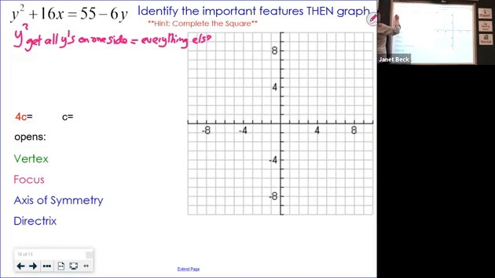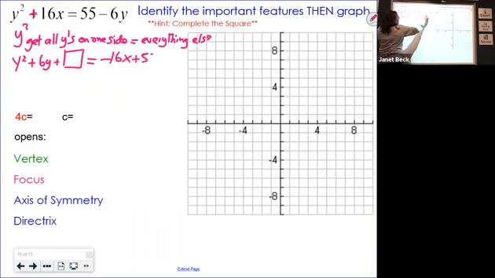So I'm going to have y squared. This -6y is going to have to move to the other side, so it'll be +6y. And I'm going to have to complete that square. And I put everything to the other side, so this plus 16x will go to the other side, it'll be negative 16x, and I'm going to have plus that 55 plus something to complete the square. So how do I complete the square?